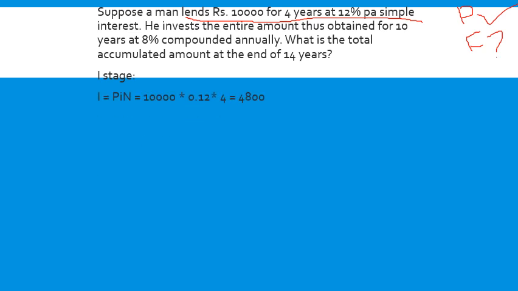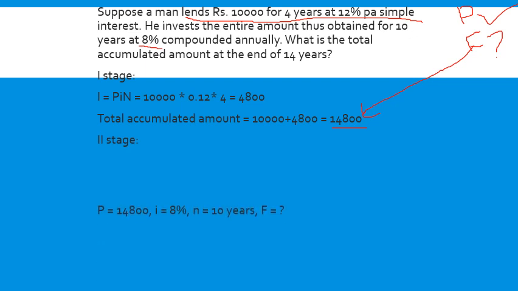I is equal to PIN, that is 4,800. You substitute the values. I is 12%, N is 4 years, and you get the total accumulated sum as 14,800. So F is 14,800. First stage is over. Now this amount, what am I doing? I am investing this 14,800 in the second stage at a compound interest rate of 8% for 10 years.